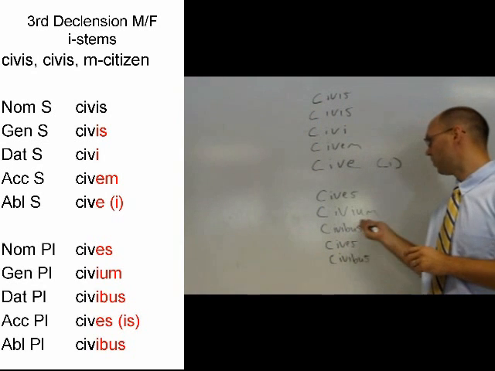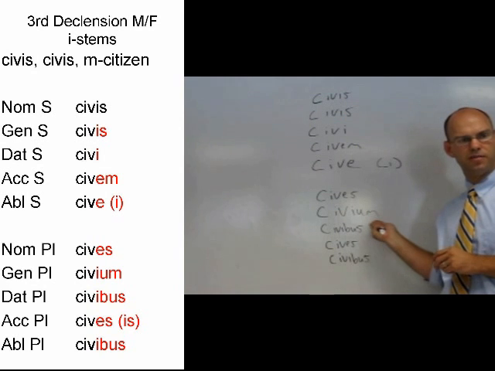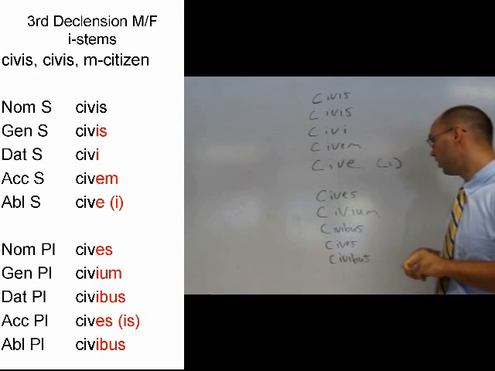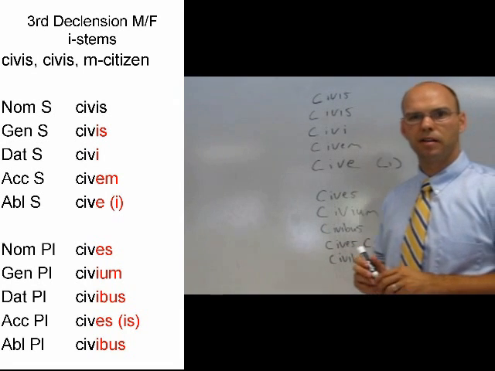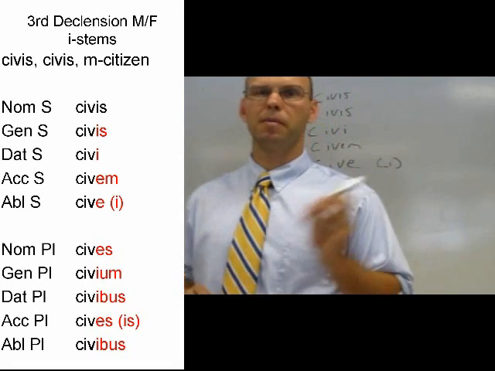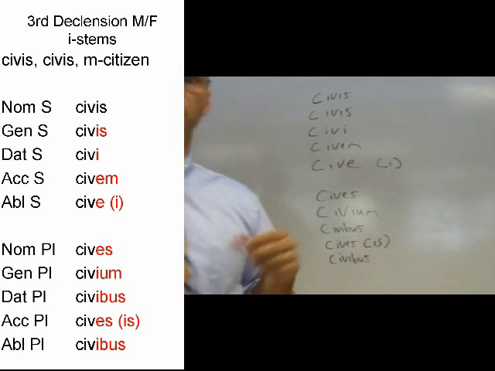The only real difference for the masculine and feminine is the genitive plural is -ium. Also, occasionally in the accusative plural, you can see an -is here too. If you decline, it doesn't matter, but if you see it, especially with novice, that's fine.